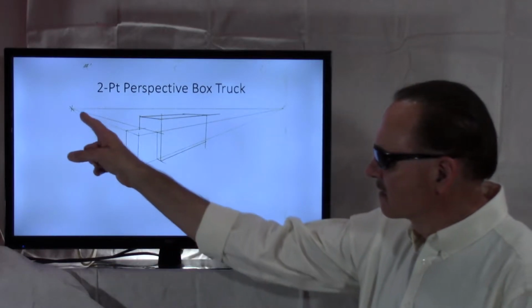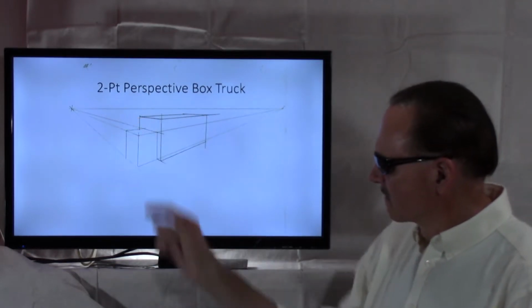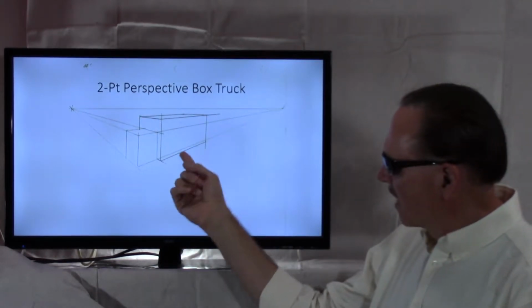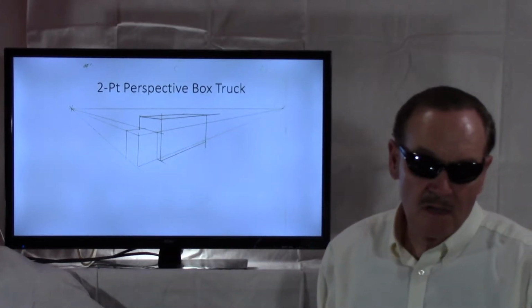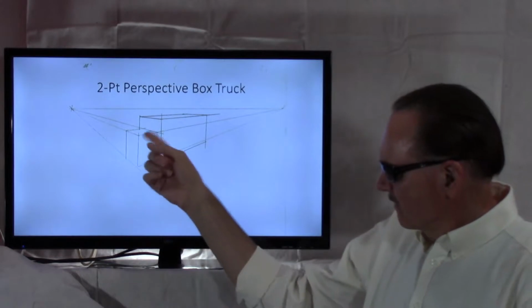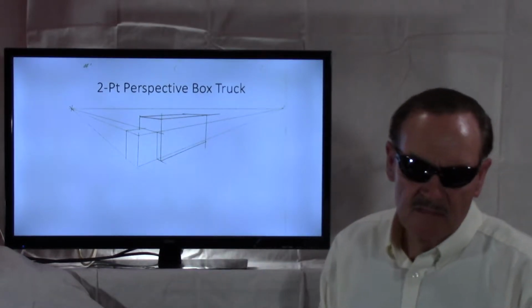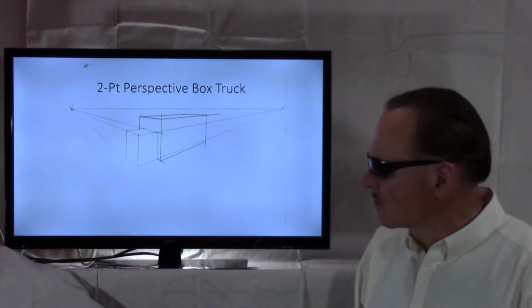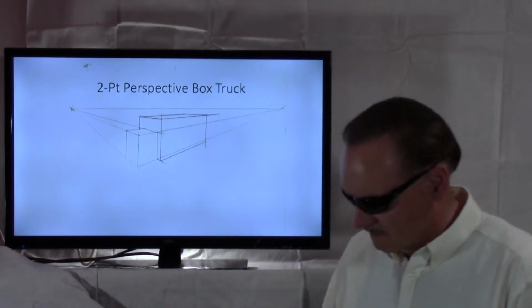As you can see, this is a two-point perspective. I drew a box here, a big box, that's where the cargo would go, and a smaller box in front. This would be where the cab would be. So I think you're pretty good at being able to draw boxes. So this is how you start.